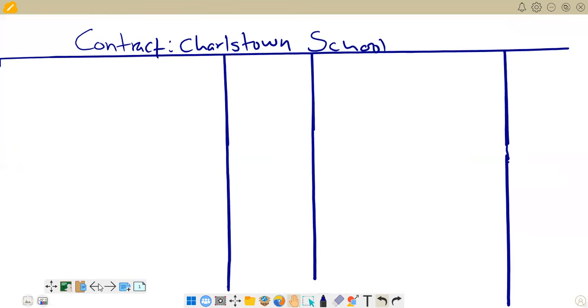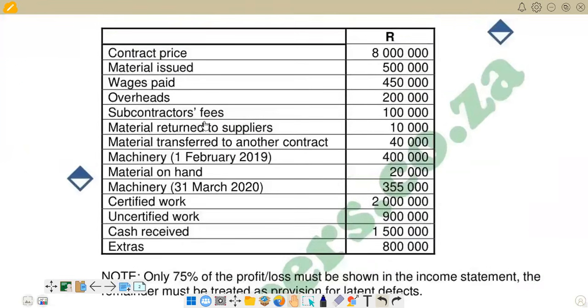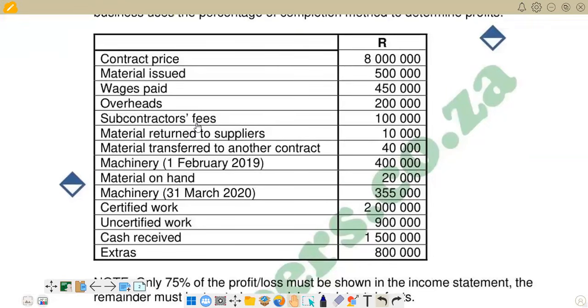So we go to the figures that we have in the question to find out what figures we have there. You start from the beginning where we have that table. At the beginning there, we are given the contract price is 8 million. We are not going to enter it in the T account. We go to the next one. Remember, we are looking for those costs. And then the second one is material issued, which is 500,000. So these materials that were issued were supposed to be used. And when materials are used, they come as costs.